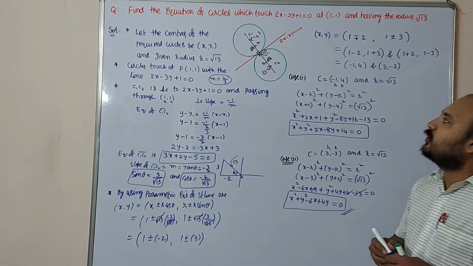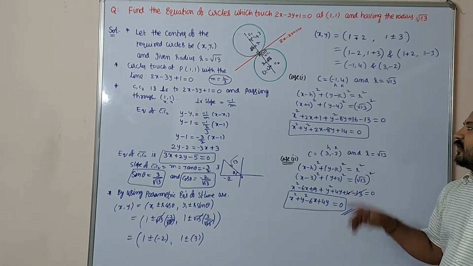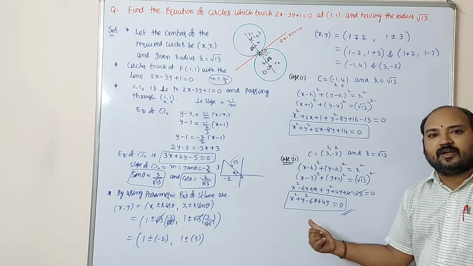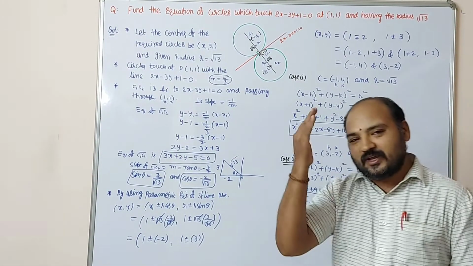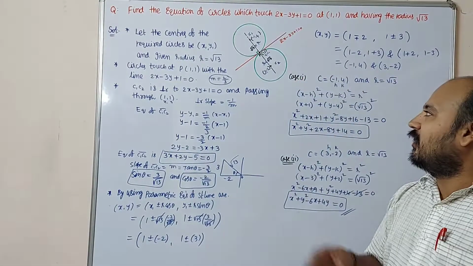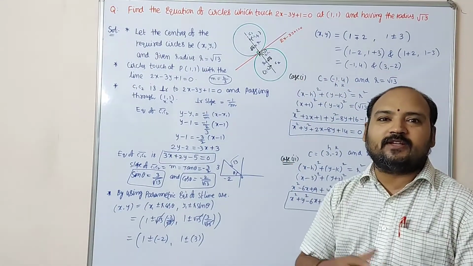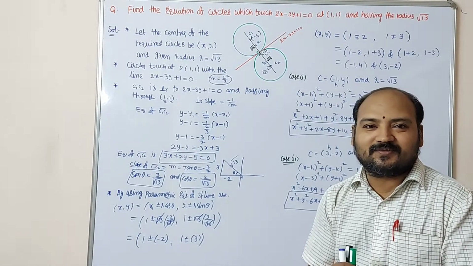Therefore, the required equations of the circles are x square plus y square plus 2x minus 8y plus 14 equal to 0 and x square plus y square minus 6x plus 4y equal to 0. Thank you, dear students. One of the students requested to do some 2-3 example problems. That's why I'm separately making these videos.